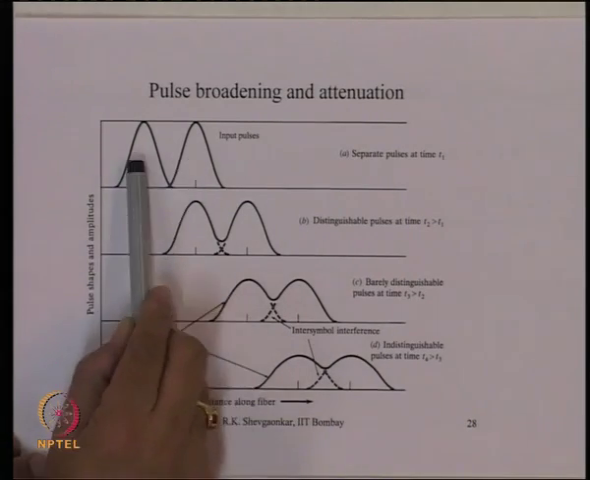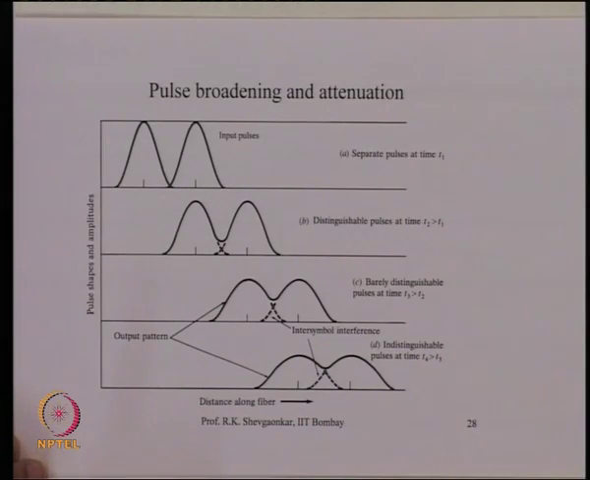Here the pulses were very clearly identified. When we travel a small distance, the pulses will partly overlap. When we go further, the pulses will further overlap. If we travel still further on the fiber, the pulses will become like that. So, what we find is that as the pulses travel on the optical fiber, slowly they start merging into each other, or they start losing their identity.